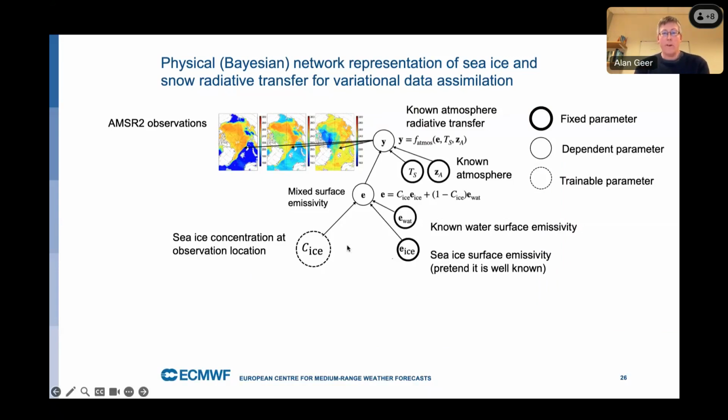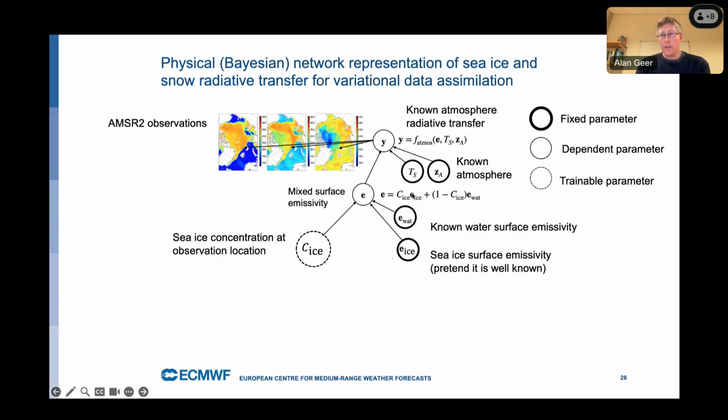So first of all, imagine if we did know the radiative transfer of the atmosphere, and we did know the surface emissivity of the ocean surface, both for sea ice and for water, but we didn't know the sea ice concentration. Then this little network would describe that surface problem and the atmospheric problem.